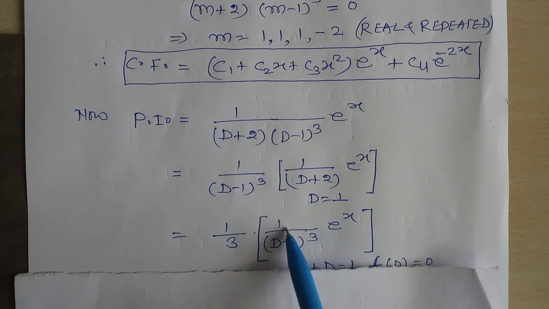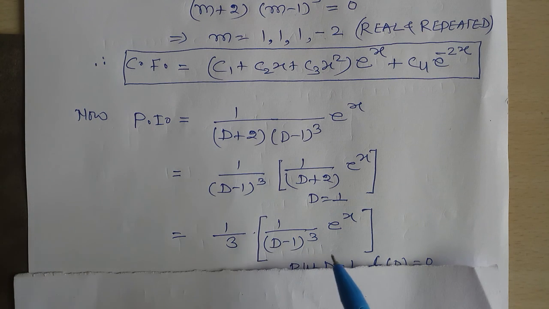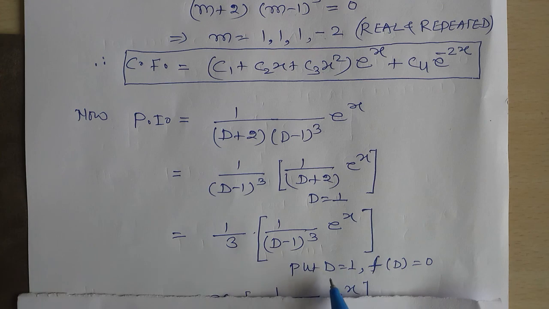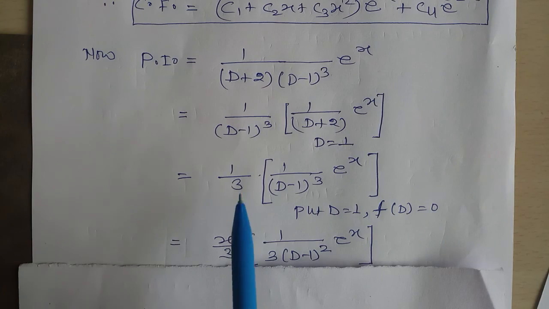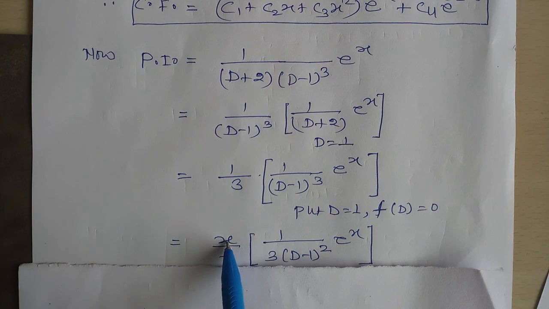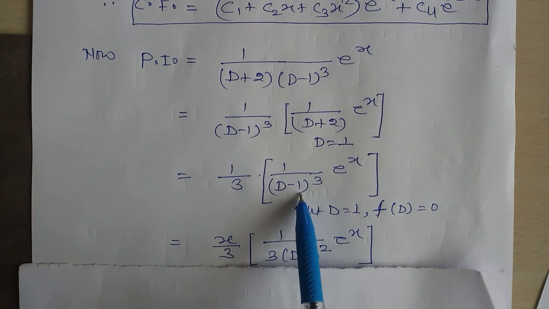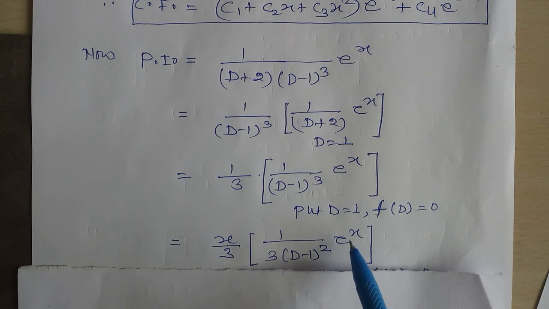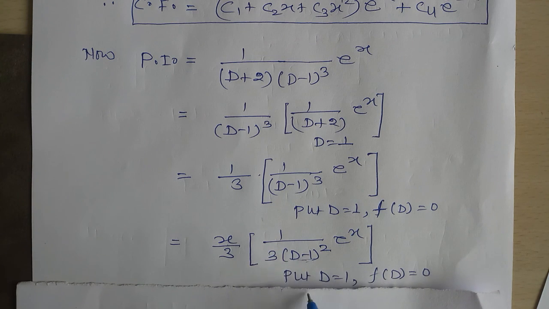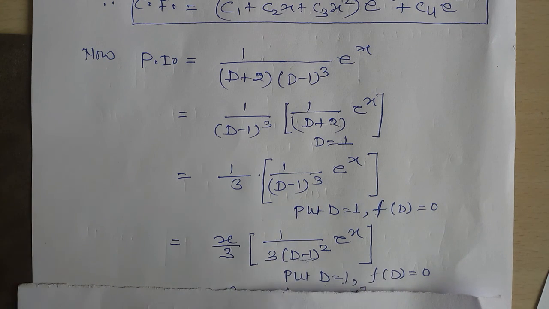So in that case, when the function of D becomes 0, what do we do? We multiply the numerator by x and differentiate the denominator with respect to D. D equal to 1 gives f of D equal to 0, and therefore we multiply the numerator by x and differentiate this denominator with respect to D. Then we get 3 into (D minus 1) whole square, e raised to x. Now replace D by a, and a is 1. So again 1 minus 1 is 0. So put D equal to 1, we get f dash D is 0.